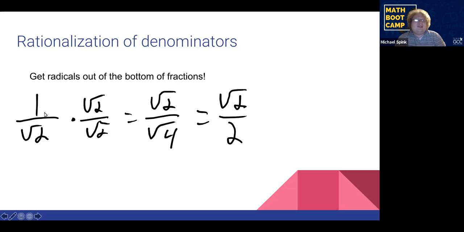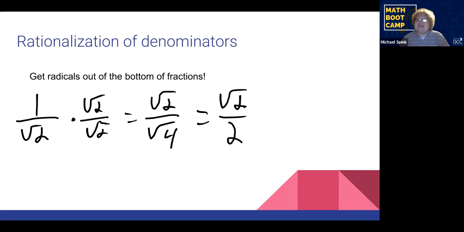When we do that, we can multiply across the top. 1 times radical 2 is just radical 2. On the bottom, we have radical 2 times radical 2. Things outside the radical stay together, things inside the radical stay together. So we're going to have a 2 times 2 on the bottom, or radical 4. That's just 2. So we have our answer of radical 2 over 2, which is the exact same thing, just with no radical in the bottom.